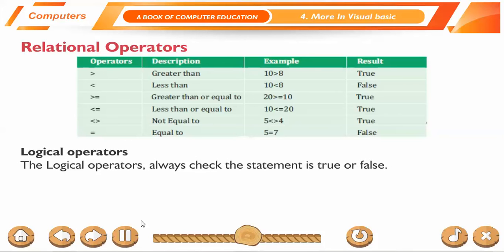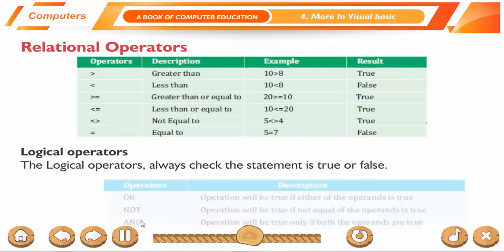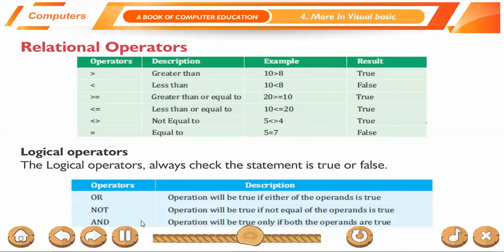Logical operators. The logical operators always check whether the statement is true or false. Operators, description. Or. Operation will be true if either of the operands is true. Not. Operation will be true if the operand is not true. And. Operation will be true only if both the operands are true.